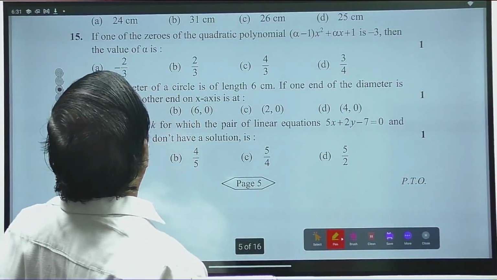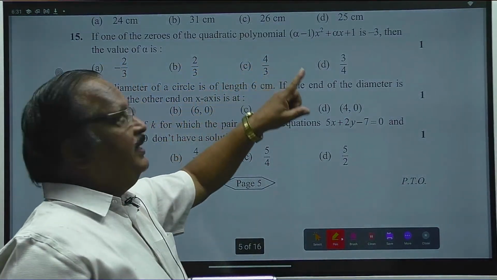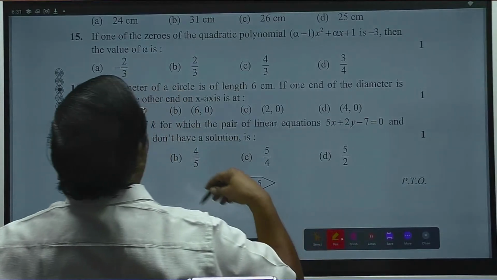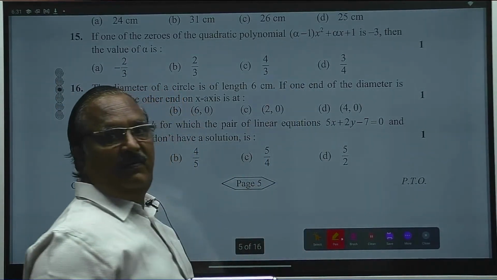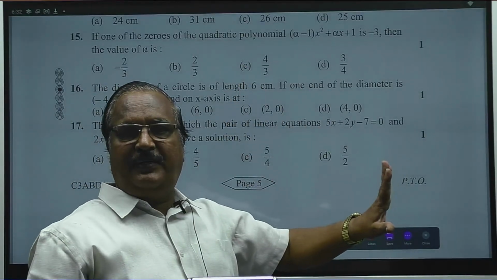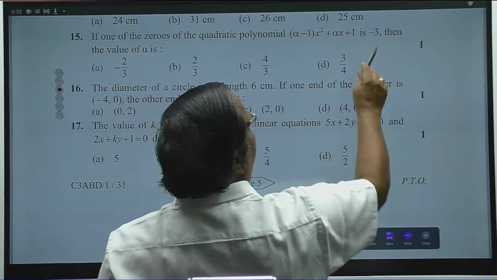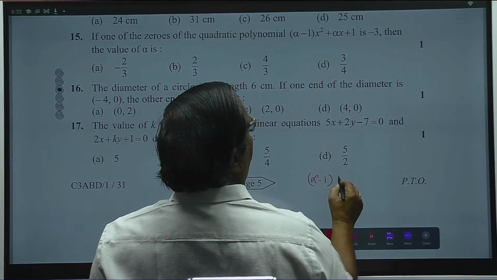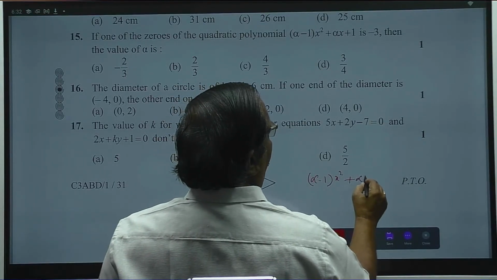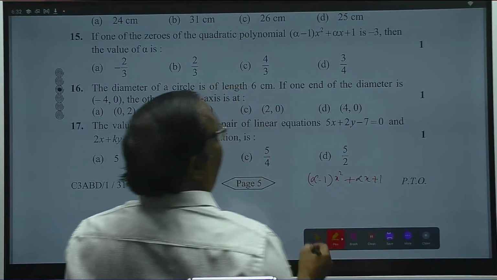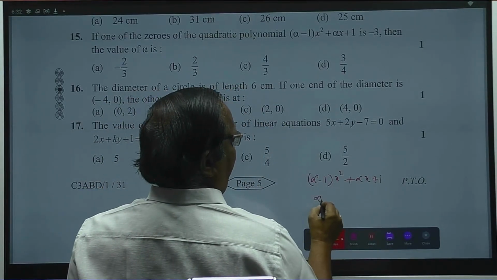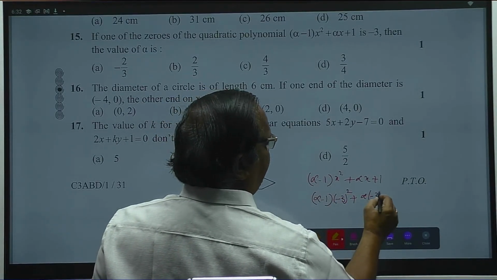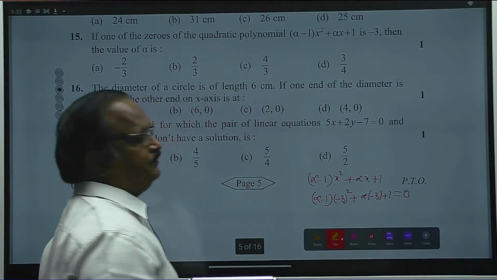Okay. So now it is from the polynomials, and one of the zeros is minus 3. You have to find the alpha. Very simple. The zero will satisfy the polynomial. So you put the zero in this, you will get 0. So alpha minus 1 into x square, alpha x plus 1. If you put x equal to minus 3, alpha minus 1 into minus 3 whole square, alpha into minus 3 plus 1 should be equal to 0.